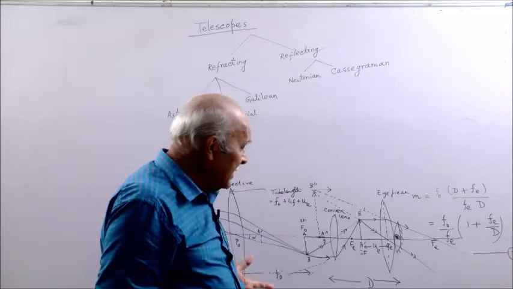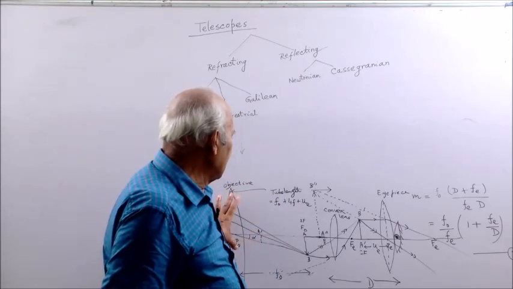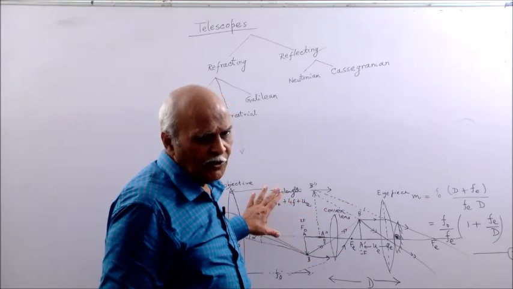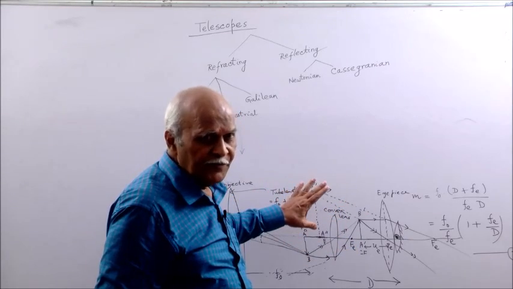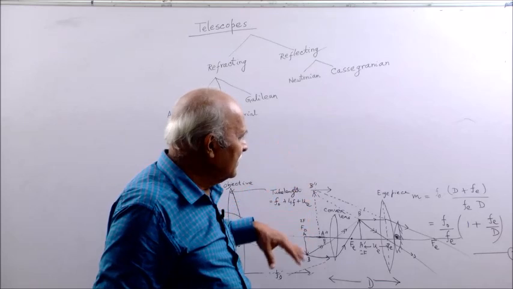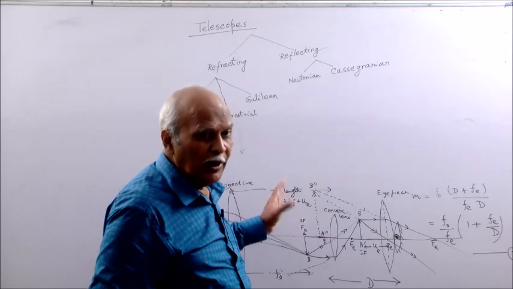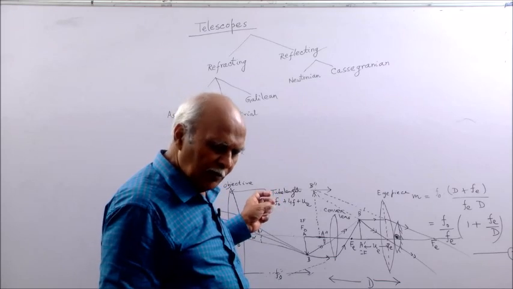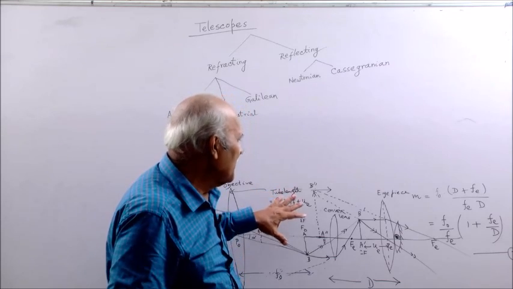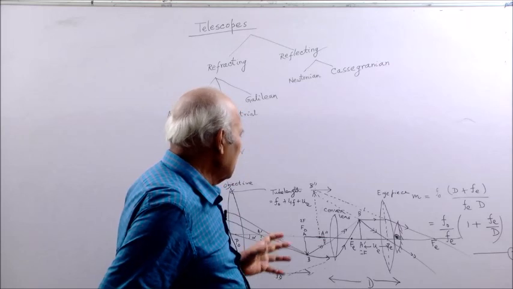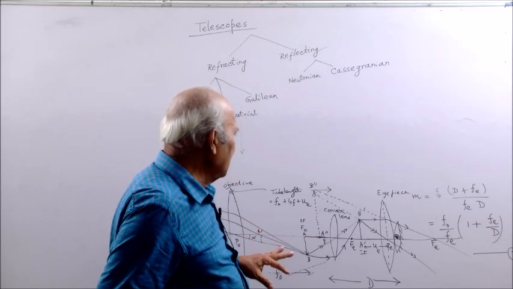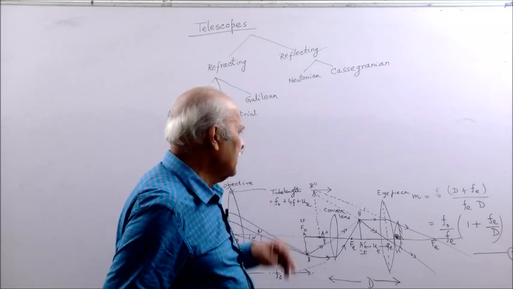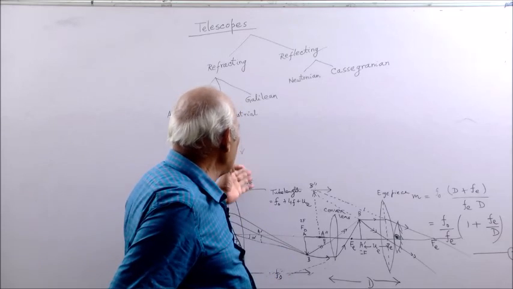And the other disadvantage is that the three lenses are there, so they absorb light to a greater extent. So, the final image is a little blurred. Blurred means it is not very clear. It will be observed, but it will not be very sharp. That is one disadvantage, but the advantage is that you have the final image erect. So, this is the terrestrial telescope.